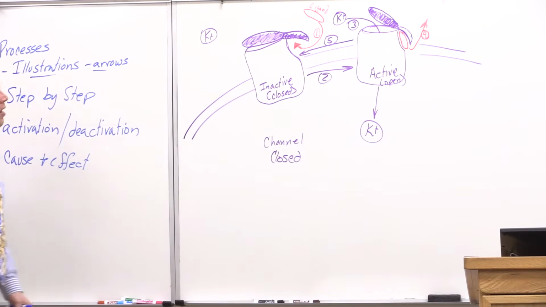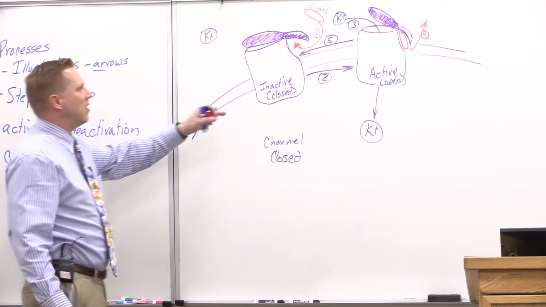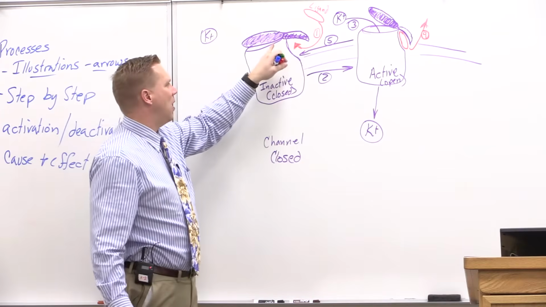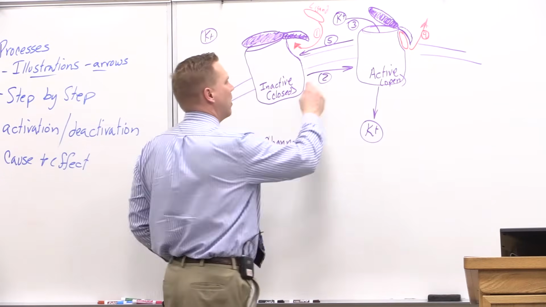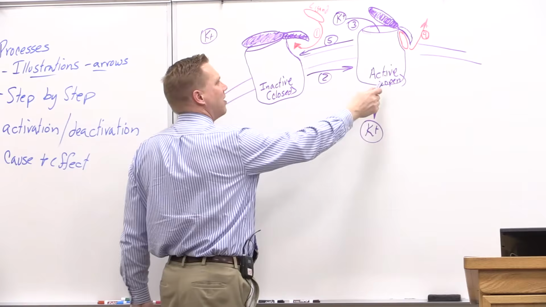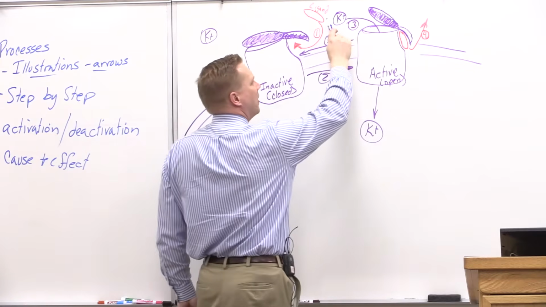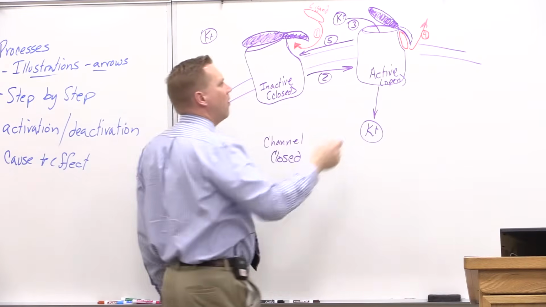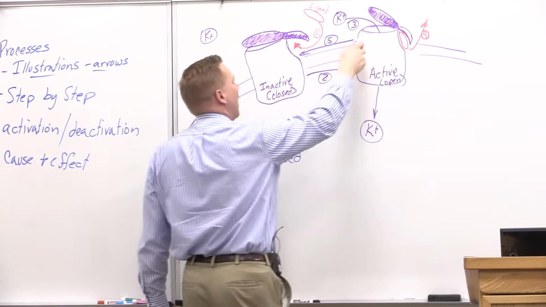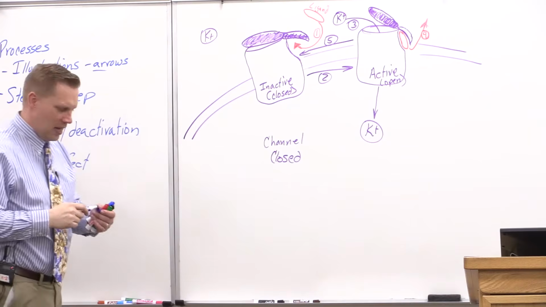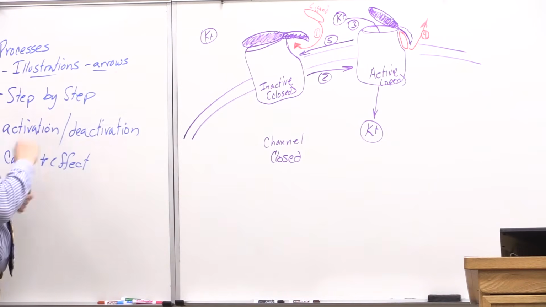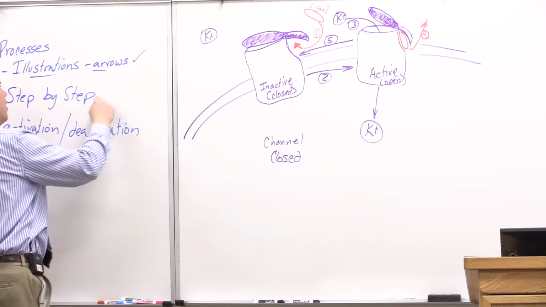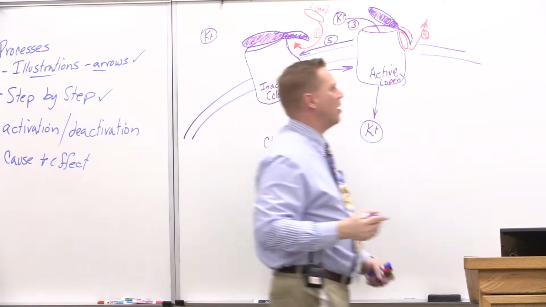So we can see this particular mechanism has 5 steps. The ligand binds, that causes a conformational shift to the active or open conformation. Potassium in the open conformation is able to travel through that pore. Eventually that ligand will leave, and that will cause it to return to the inactive or closed conformation. So that's the illustration with my arrows. We've gone through both the activation and the deactivation. What does this look like in a step-by-step translation?